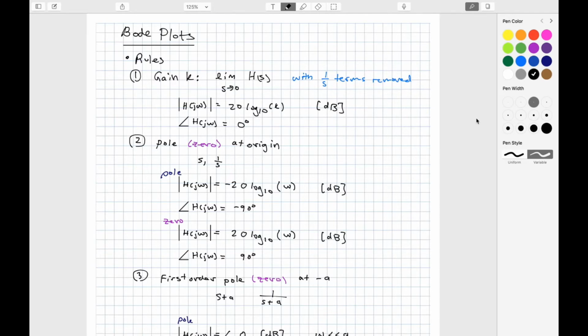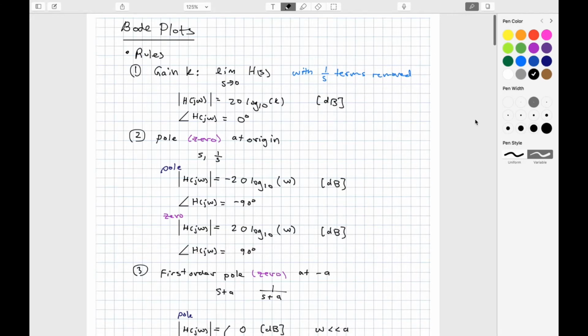The first rule is that given a gain k, which is found by taking the limit of some transfer function as s approaches 0 with all the 1 over s terms removed, we can find the magnitude response by taking 20 times the log base 10 of that k value, which was found by taking the limit. And this result is in decibels. And the gain k adds 0 degrees to the phase of the system.